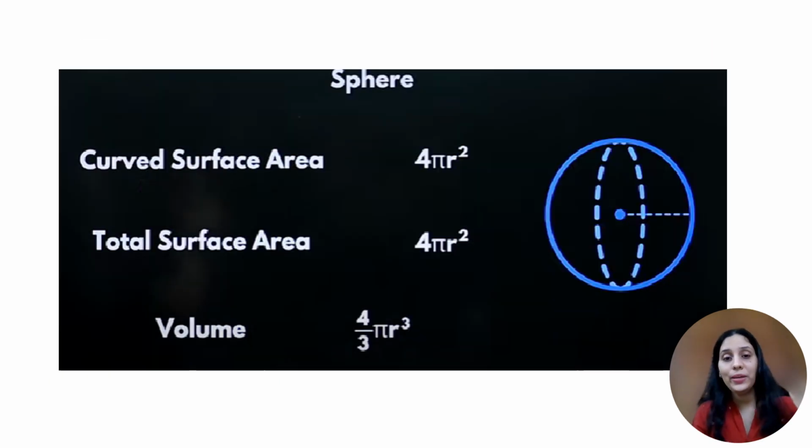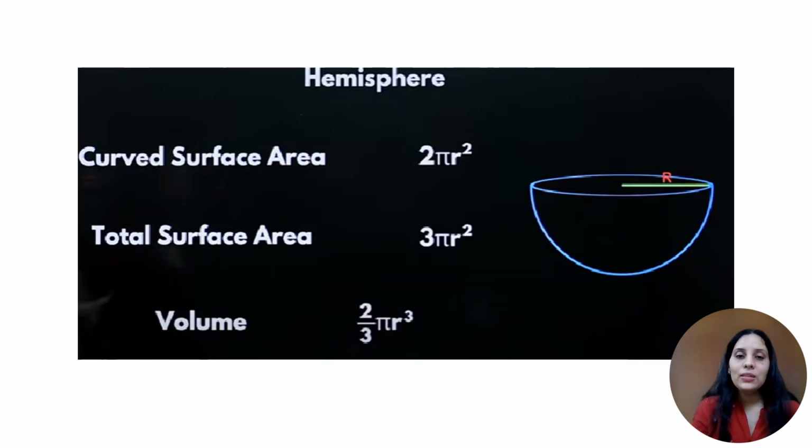Next up we have a sphere. Sphere is basically 3D circle. Circle is 2D shape, sphere is 3D shape. So this is the radius of the sphere. Now CSA is 4 pi r square. Now in the sphere, CSA and TSA both are same because there is no top and bottom. It doesn't have any different surface. It is a circular shape. So TSA and CSA is 4 pi r square, and volume of the sphere is 4 by 3 pi r cube.